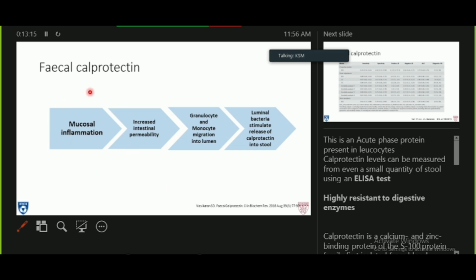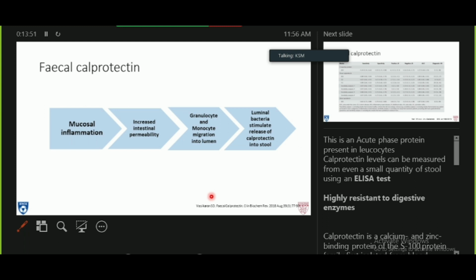Now, fecal calprotectin is an acute phase protein which is present in leukocytes, and what happens is that when there's inflammation of the gut mucosa, there is increased permeability of the intestine. And so these neutrophils, or the granulocytes and monocytes, will migrate into the lumen of the gut. And what happens then is that they take that fecal calprotectin, which is inside them as well. The luminal bacteria then stimulate the release of this calprotectin into the stool.